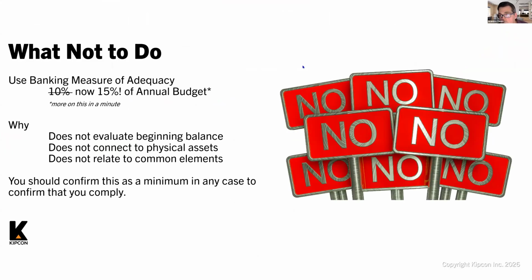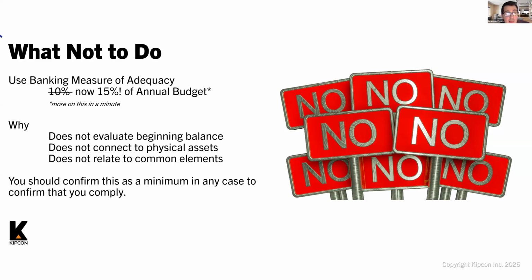Okay, so now we're going to move on to what not to do. As I'm sure most of you know, up until 3 weeks ago, there has been a banking measure of adequacy as far as Fannie and Freddie is concerned. So what Fannie and Freddie have said is that if you don't have a reserve study, which again, I don't recommend that, nobody recommends that, but just keep that in mind as a point of argument, you should then put aside 10% of your overall budget on an annual basis for reserve contribution.